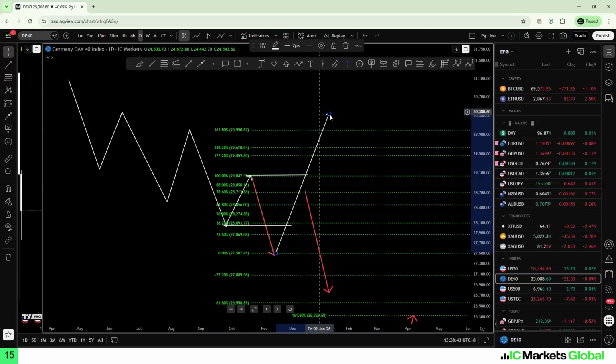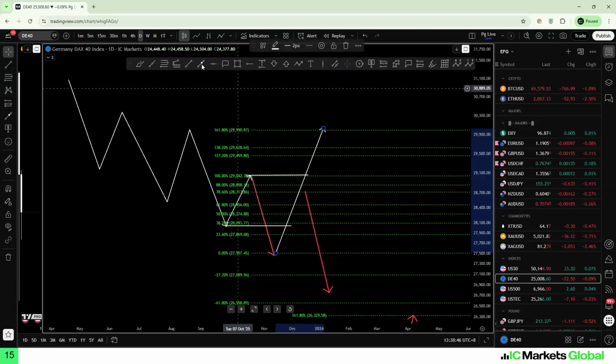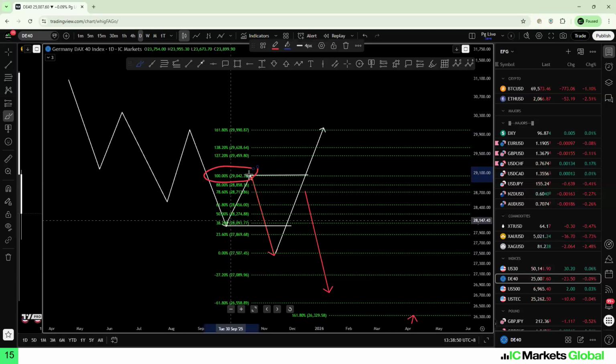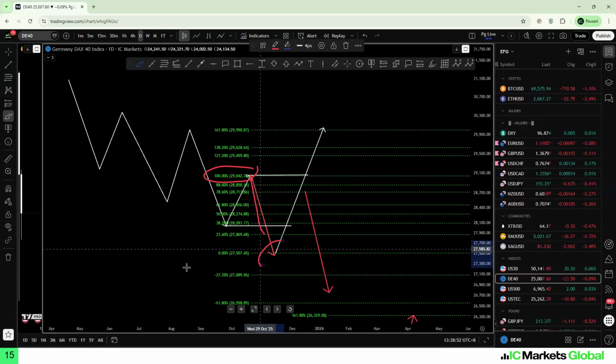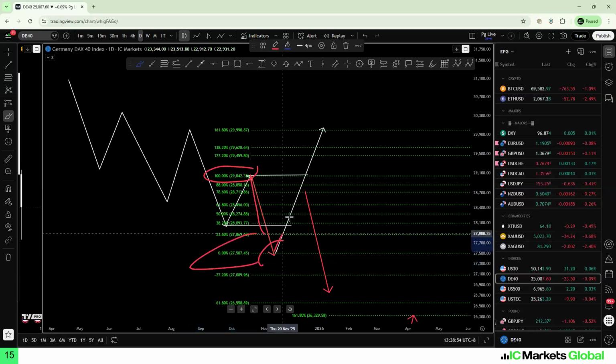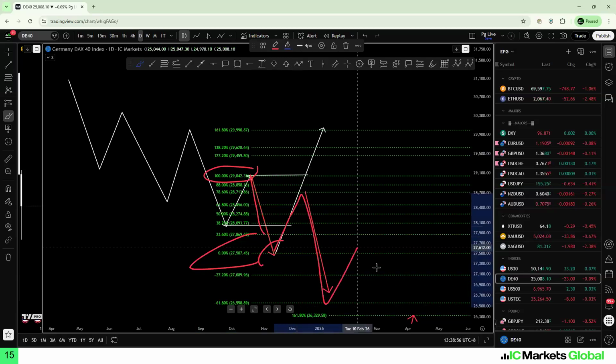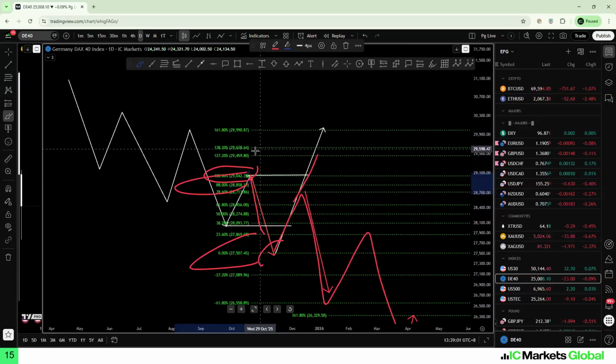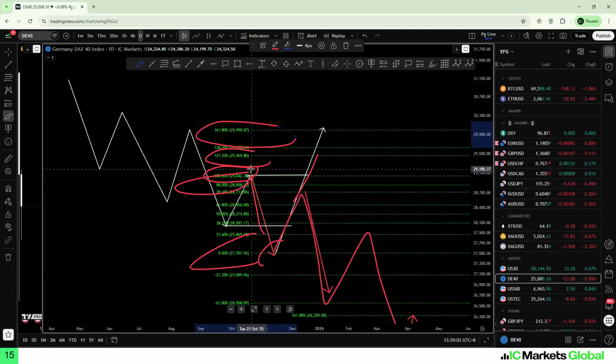But the commonly used are 127.2 and 161.8. If they break above the starting point, which is 100% in this case, because you pull from the starting point to the ending point 0, we expect price to retrace somewhere and then make a lower low, lower high. But in this case, they push above the starting point and then this is going to be our target.